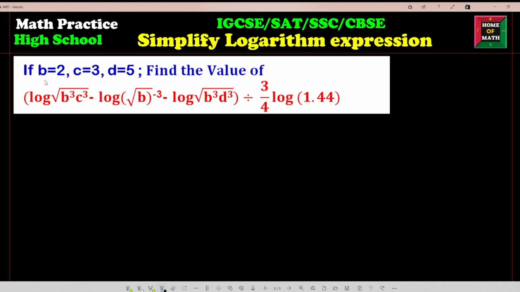If b equals 2, c equals 3, d equals 5, find the value of log root b cube c cube minus log root b to the power minus 3 minus log root b cube d cube, and we divide this expression by 3 by 4 log 1.44.